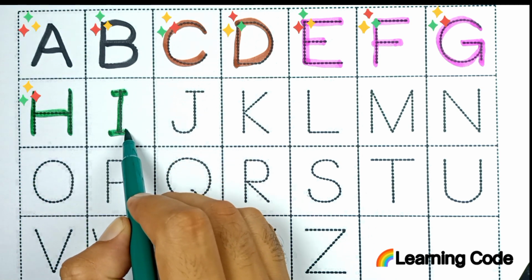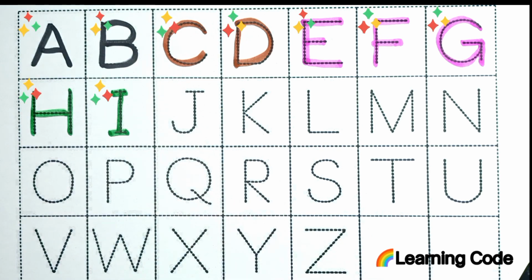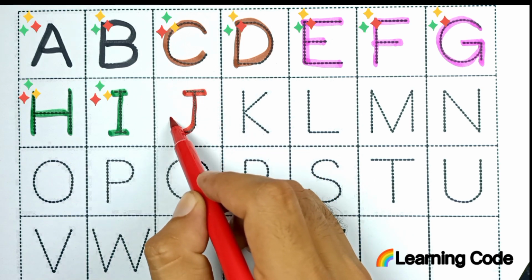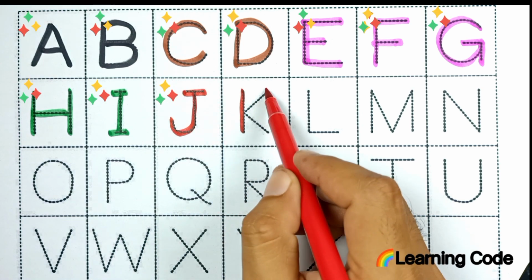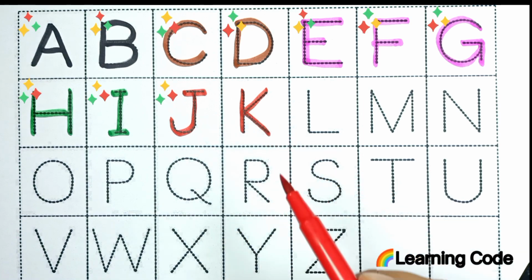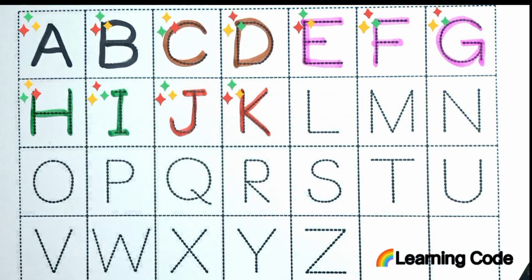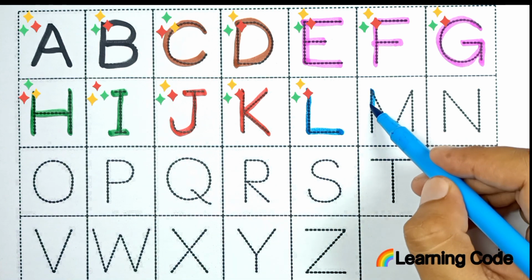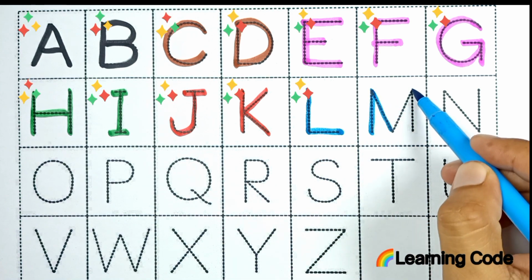I. I for Ink. Red color. J. J for Jug. K. K for Kangaroo. Sky blue color. L. L for Lion. M. M for Moon.